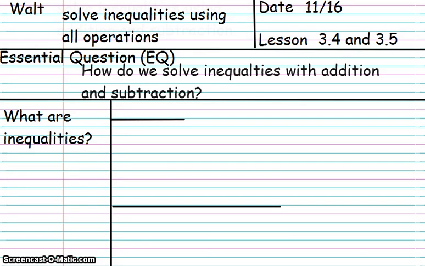Today's lesson is for 3.4 and 3.5. We're going to solve inequalities using all operations. The first thing we're going to look at is how do we solve inequalities with addition and subtraction. So the first thing I need you to do is open up a dual screen for your notebooks.